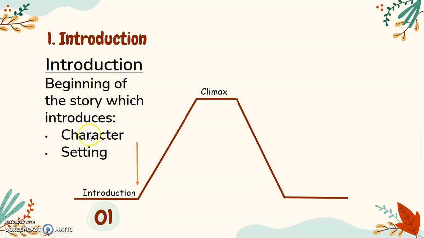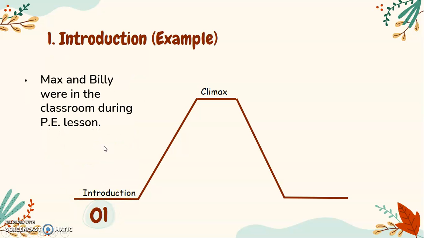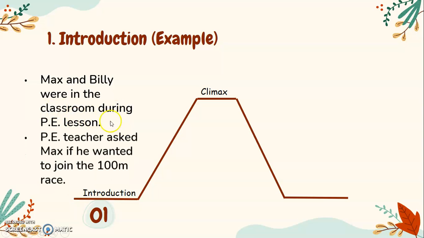So we begin the story by introducing the characters and the setting. For example, a challenge using the race. Max and Billy were in a classroom. This is the place during a PE lesson. And the PE teacher asked Max if he would like to join the 100-meter race. So this is the introduction of the main event, the main conflict.